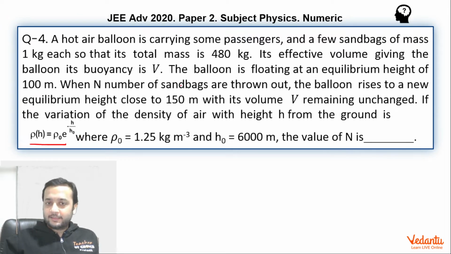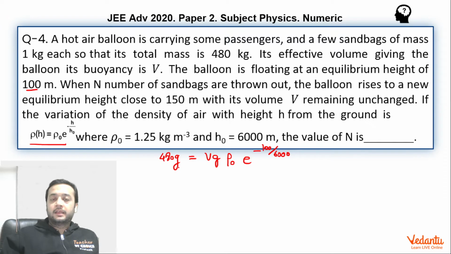So we have to find the number of bags that have been thrown, right? So fairly simple question. Let's say initially the total weight of the balloon was 480 into gravity, which must have been balanced by the buoyant force, which we can write as V into gravity into the density at the height of 100 meters, which we can find by this function, rho naught into e to the power minus 100 over h naught, h naught is 6000, correct? The g will cancel out anyway.